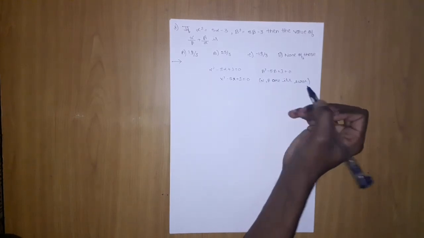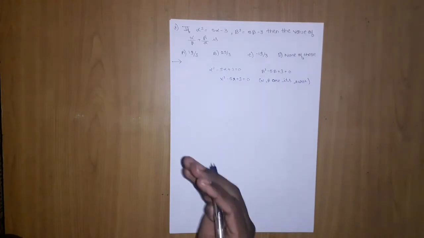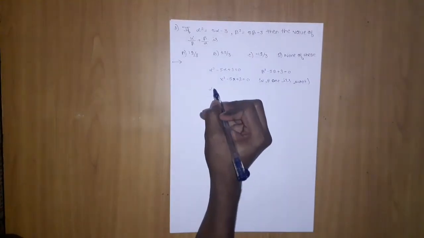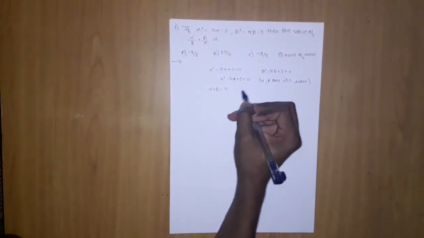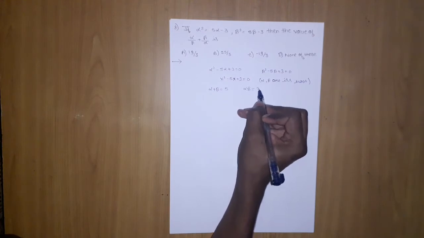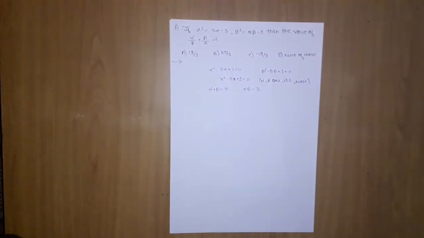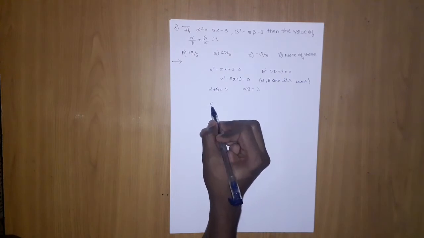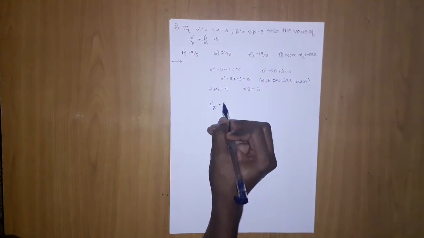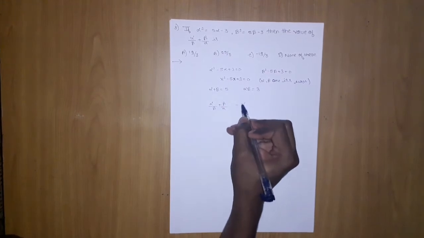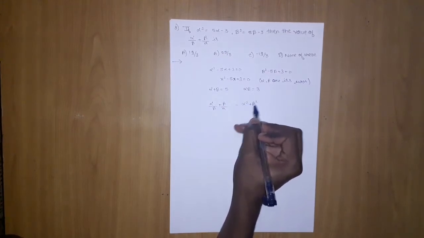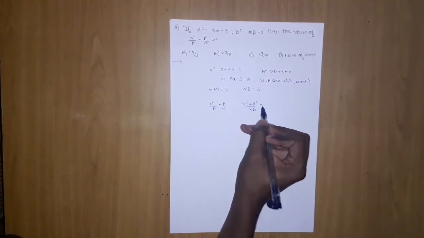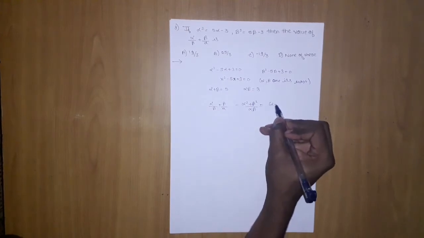Now if alpha and beta are its roots, then alpha plus beta will surely be 5, and alpha into beta will surely be 3. We got these two things. Now we want to find the value of alpha upon beta plus beta upon alpha. This will be equal to alpha square plus beta square upon alpha into beta. This will become alpha plus beta the whole square minus 2 alpha beta.